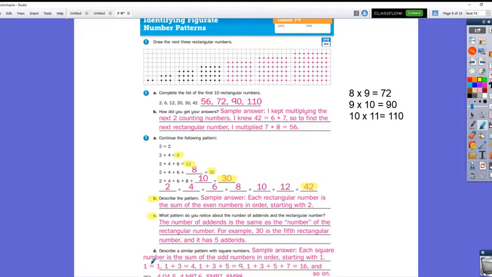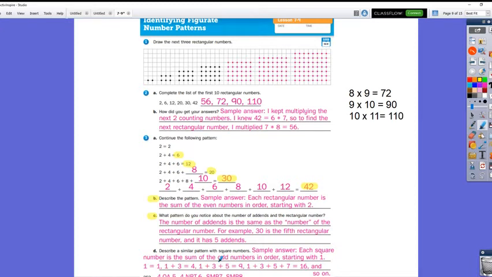So for number 1, 1 is equal to 1. Then it has 1, 3, and that makes 4. So they're adding here the odd numbers, aren't they? And then next we have 1 plus 3 plus 5, and that equals the next square number, which is 9.